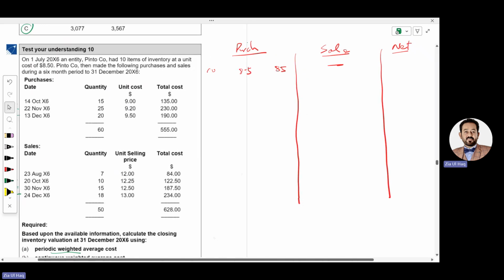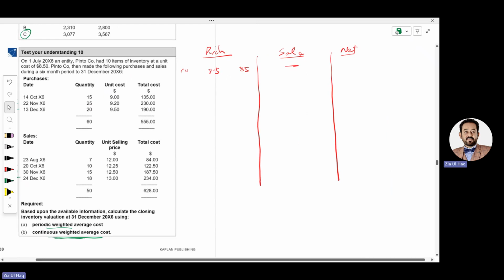So the net cost is 8.5. Then what comes first, purchase or sale? Sale on 23rd of August. How much sale? 7 units. So we sold 7 units. At what price? At price of 12 or at price of 8.5? 8.5. So we have sold using AVCO. So AVCO is 8.5.